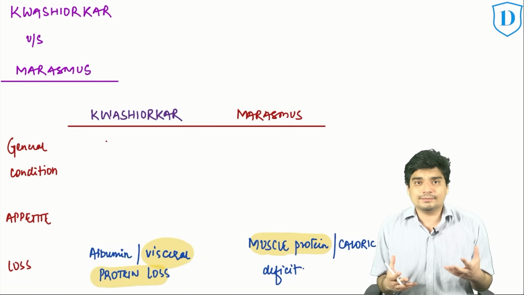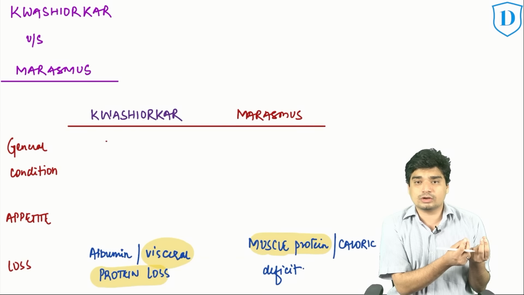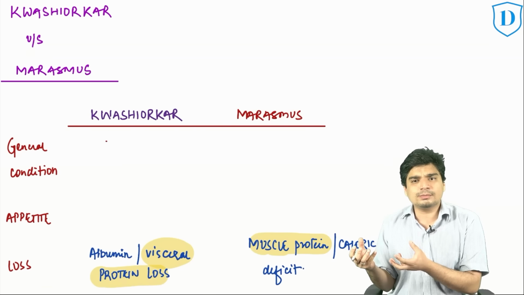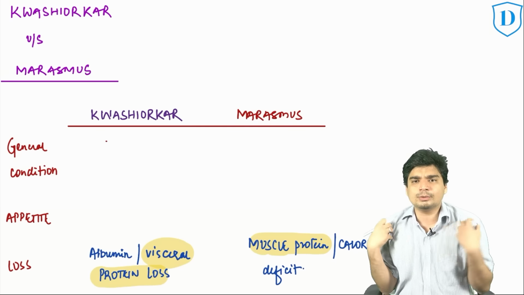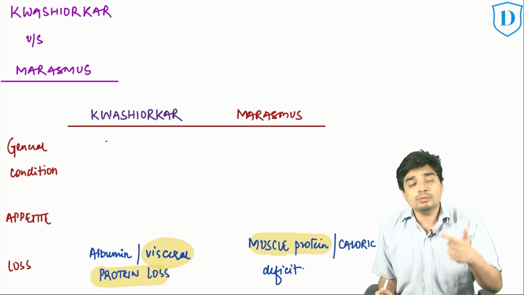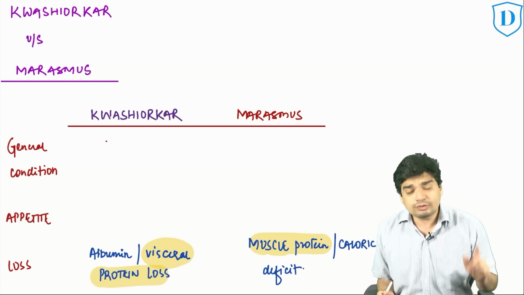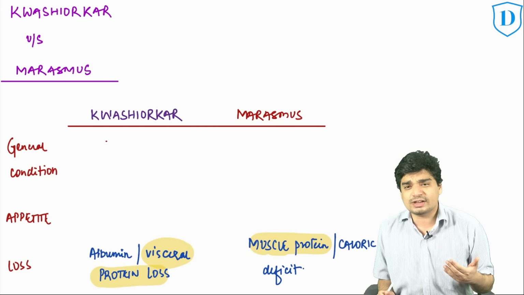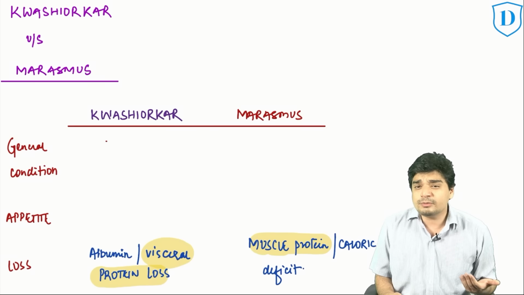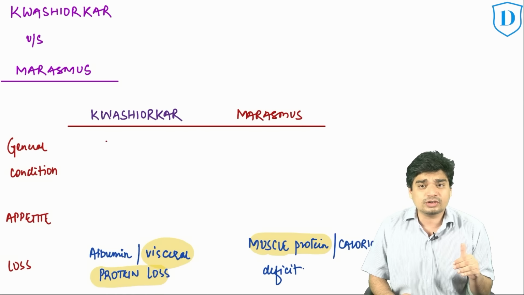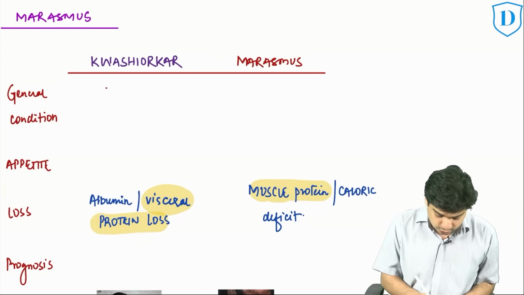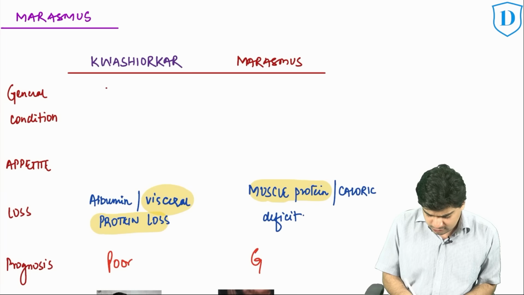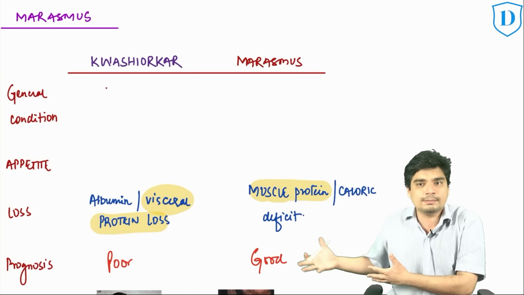Now, think logically. In Kwashiorkor, visceral protein is lost. Albumin is lost, your neurotransmitters are getting lost. While in marasmus, only the protein in your muscles is getting lost. Which is more important for your survival? Of course, your visceral protein, the albumin, the neurotransmitters, they are much more important for survival. And that's why, which disease will have a much worse prognosis? Kwashiorkor will have a much worse prognosis, while in marasmus, the prognosis is going to be better as compared to Kwashiorkor.